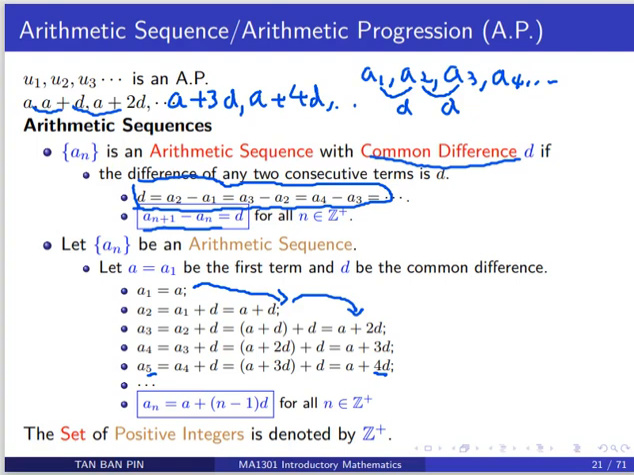So we observe that when the index is 5, it is 4D. When the index is 4, a4 is A plus 3D. So the coefficient of D is one less than the index. That means if you look at a_n, the coefficient of D should be n minus 1. So with that we observe a formula for a_n, and it's given by A plus (n minus 1)D.